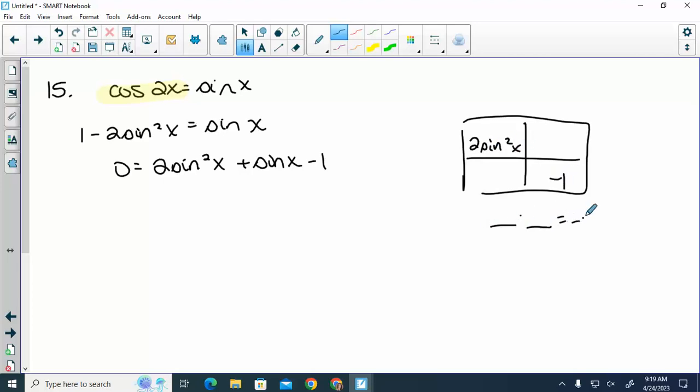Two things that multiply to a negative 2 and add to a positive 1. So that would be 2 sine x and negative sine x. So 2 sine squared x and 2 sine x, what could you take out? Negative sine x and negative 1. Take out the negative 1. And take out sine x and positive 1.